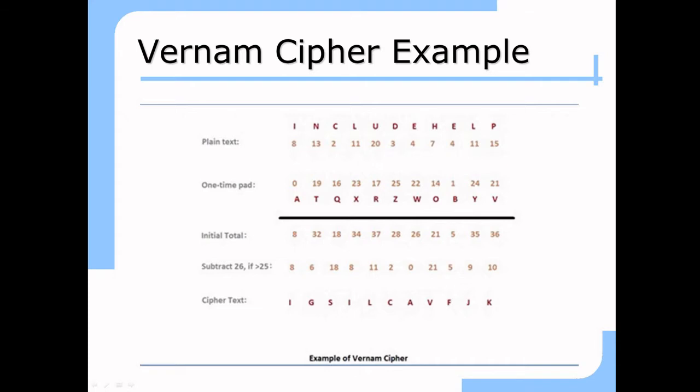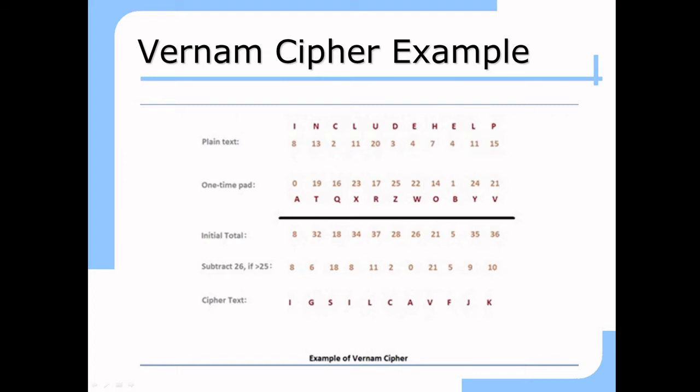After converting the plain text, A to Z from 0 to 25, we add the one time pad. So Vernam cipher takes the one time pad, which is random padding. This is the one time pad: A T Q X R Z W O B Y V. We again convert this into numbers, with A as 0 and Z as 25. Again from 0 to 25, we convert the one time pad characters into numbers.